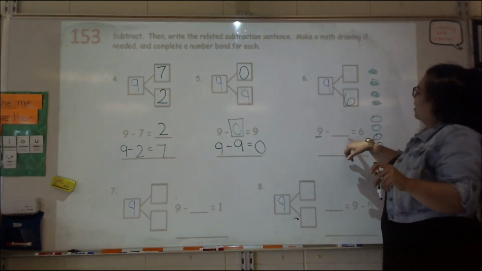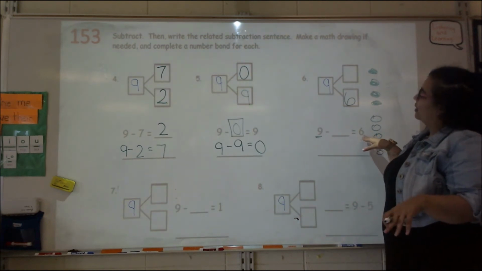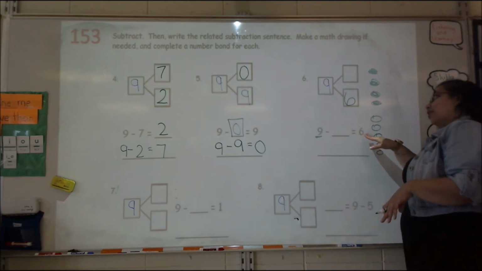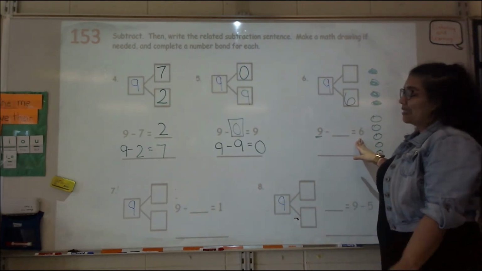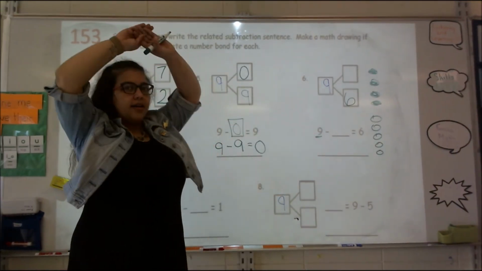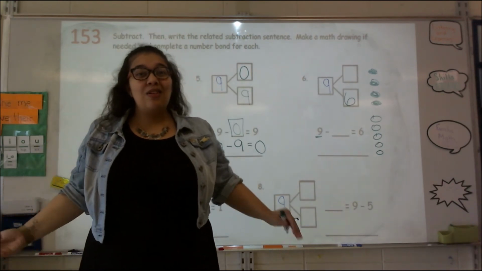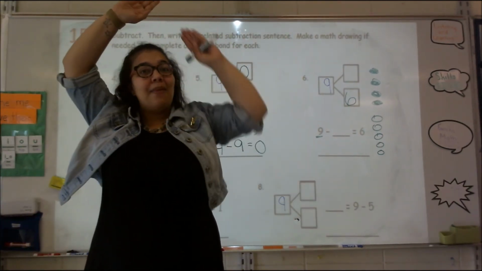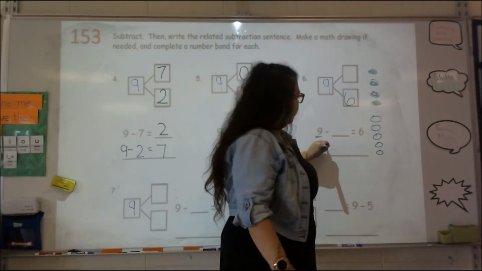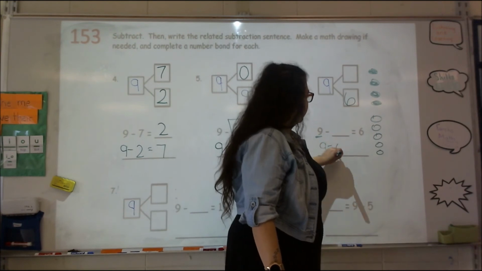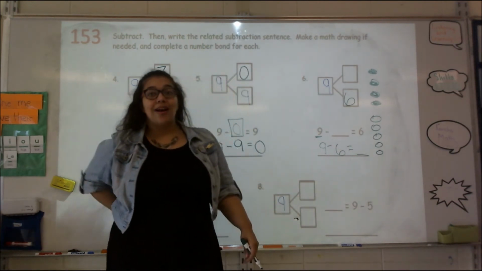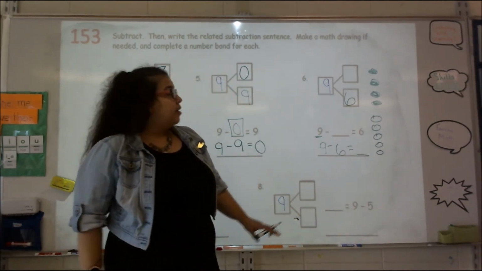We said that 6 is our known part. We don't know what got taken away, but we know 6 is left. If we know that 9 minus something equals 6, then we also know that 9 minus 6 equals something. So let's set that up first. 9 minus 6 equals something, which means if we subtract 6 from the group of 9, it will tell us the missing part.